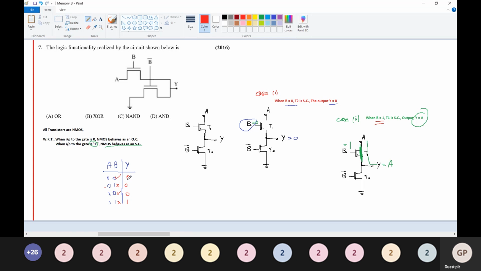Now this truth table resembles what? It resembles an AND gate. When all inputs are high, the output is high. So your logic functionality is an AND gate. Okay, that's fine. Then we'll move to the next one.